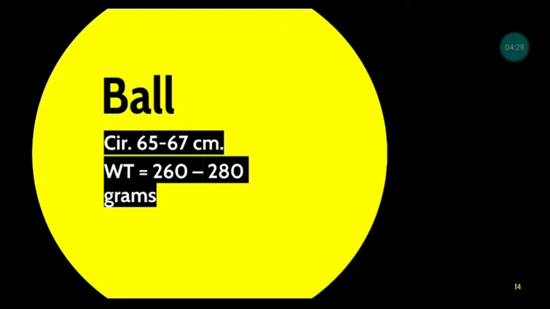So, the ball circumference is 65 to 67 centimeters, while the weight is 260 to 280 grams.